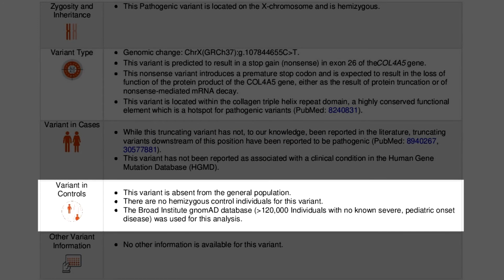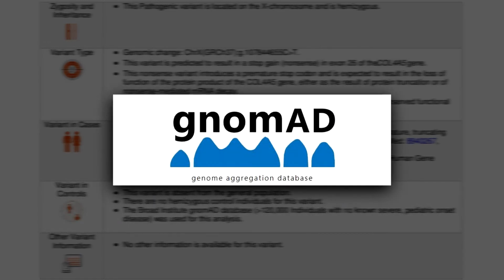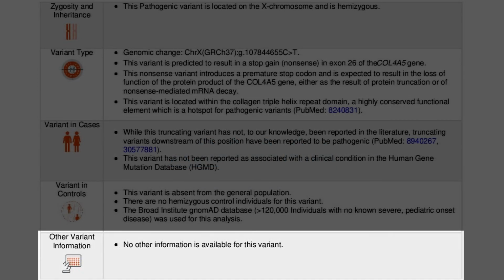The variant in controls section lists the frequency of the variant in people based on publicly available genomic data. We primarily use the Broad Institute's gnomAD database, which has data for over 150,000 individuals. This is a wonderful resource that powers much of what we do. Big thanks to the team at gnomAD for their major contributions to our field and for making this a public, free resource.